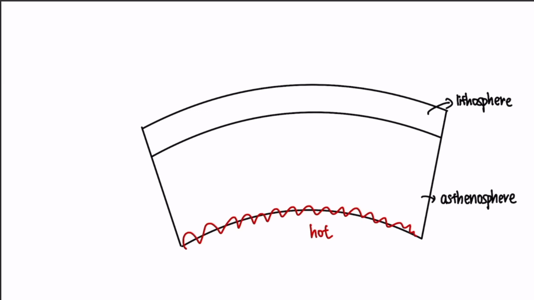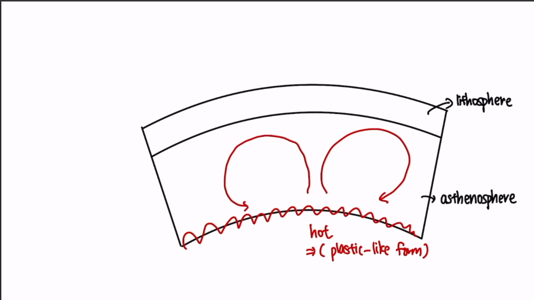As these convection currents occur in Earth, they will also cause divergent boundaries. When the convection currents appear in the asthenosphere, and the temperature of the asthenosphere is hot enough to allow the plates to move in a plastic-like form, then the top of the asthenosphere, or the lithosphere, will slide over the top of the asthenosphere and make divergent plate boundaries.